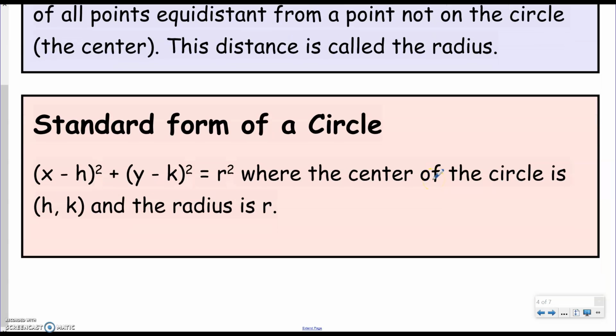The standard form of the circle you might have seen in geometry is (x minus h) squared plus (y minus k) squared equals r squared, where the center of the circle is the point (h, k) and the radius is r. Similar to our polynomials, when you're finding the values of h and k, remember your sign changes. So if it's x plus 4, the center is actually negative 4. And don't forget to take the square root for your radius.